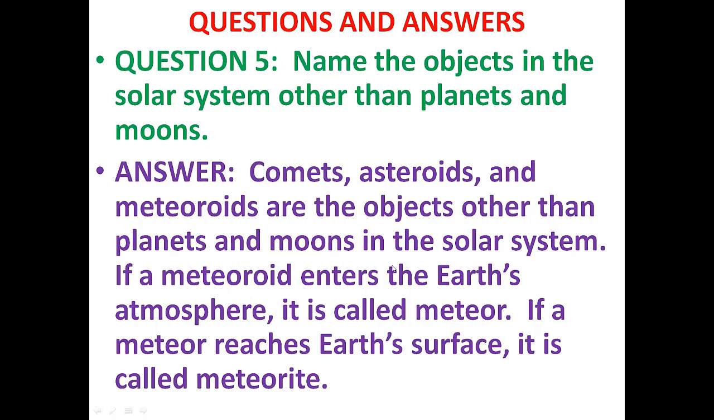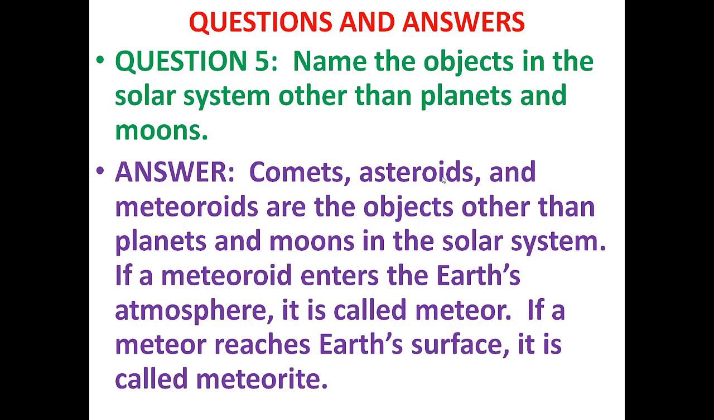If a meteoroid enters the Earth's atmosphere, it is called a meteor. These meteors are sometimes called shooting stars because of the streak of light across the sky. So if a meteoroid enters the Earth's atmosphere, it is called a meteor or shooting star. If a meteor reaches Earth's surface, it is called a meteorite.